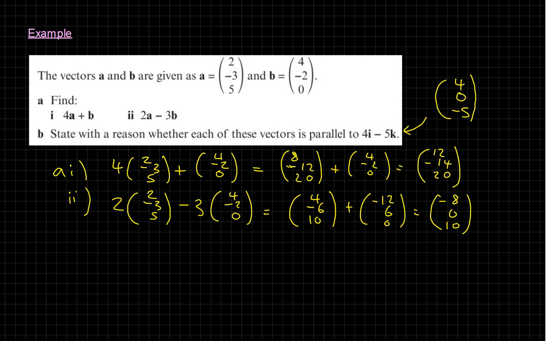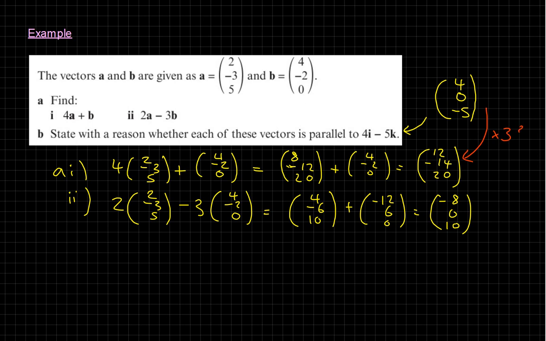Looking at the first one, so that's 4a plus b, can I multiply this by a number to get that? And the answer should quite clearly be no, because if I just focus on the first dimension, that 4, to make it a 12, that would necessitate multiplying by 3.